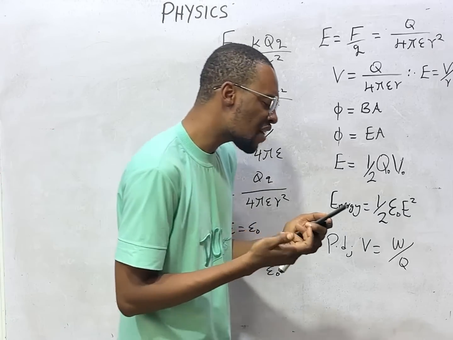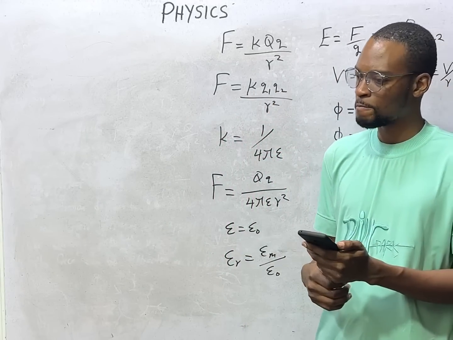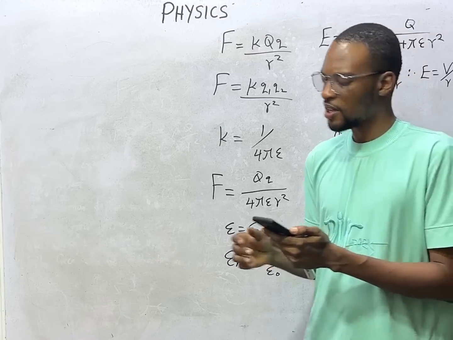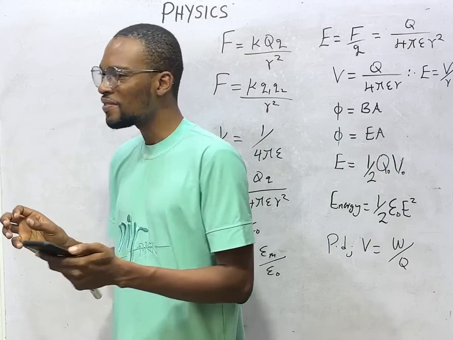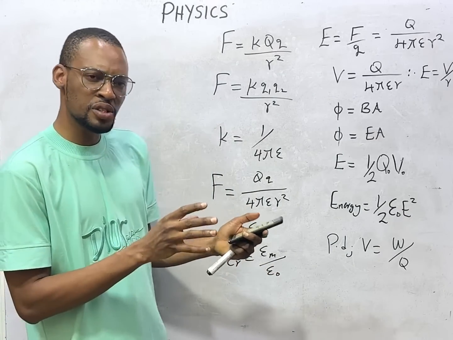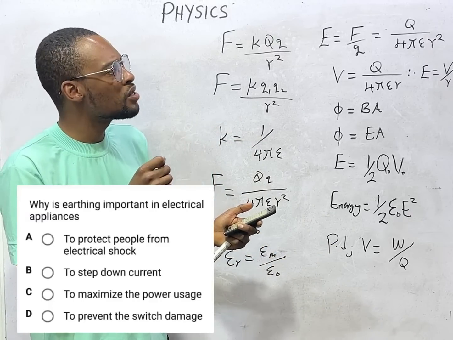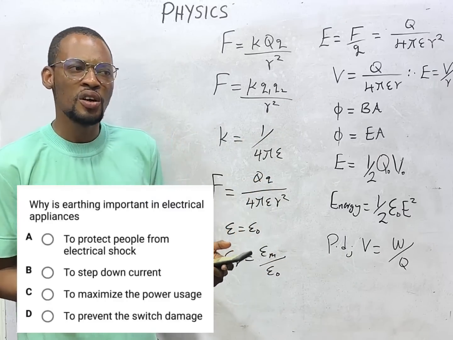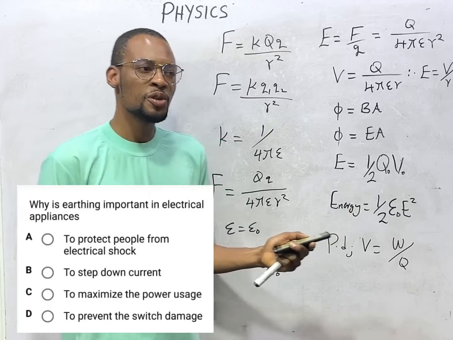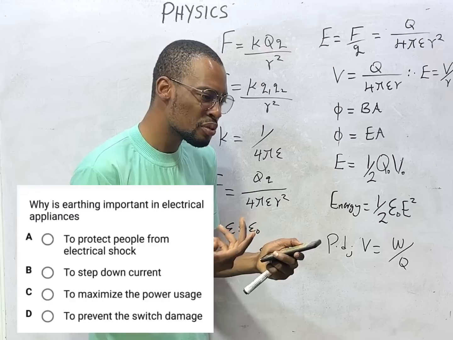Why is earthing important in electrical appliances? Earthing is used to prevent electric shock. If you've ever touched your refrigerator at home and felt a shock, or touched a wall and felt a shock, or there is lightning, immediately there is a thunder strike, you notice someone's TV gets spoiled, appliances get destroyed. All these are earth problems.